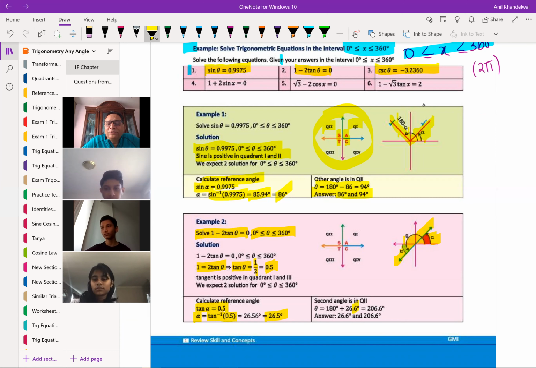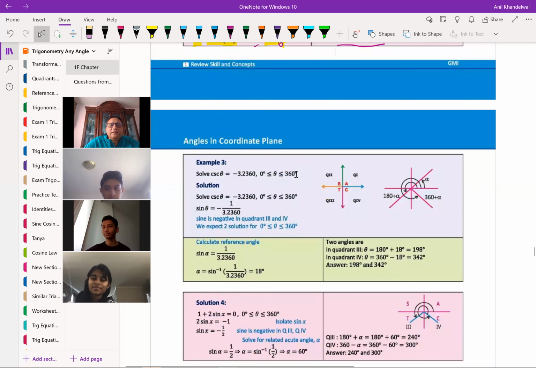I rounded it to 26.6 later, so which is the right thing. Let me change this, okay? Because it was actually 26.56, so it rounds higher, right? So we get two solutions, 26.6 and 206.6 degrees. Is that clear to you? Yes, sir. Krishiv, is this clear to you? Yes, sir. Very good. Now let's take the third example.